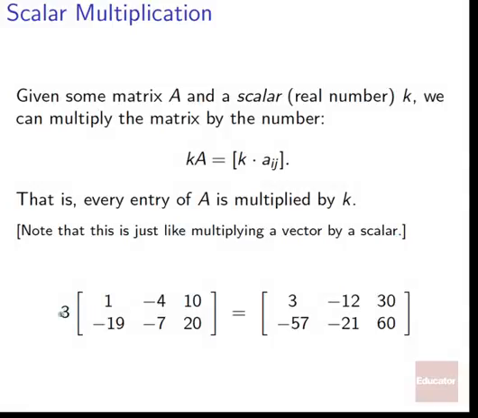If we've got 3 multiplying the matrix 1, negative 4, 10, negative 19, negative 7, 20, then 3 multiplies on the first row, first column, and 3 times 1 gets us 3, same location, now multiplied by 3. 3 times negative 4 gets us negative 12, same location, just multiplied by 3. 3 times 10 gets us 30. 3 times negative 19, negative 57. 3 times negative 7, negative 21. 3 times 20, 60. Great.